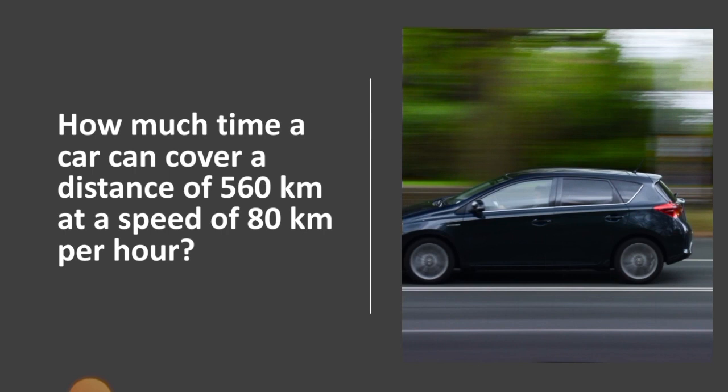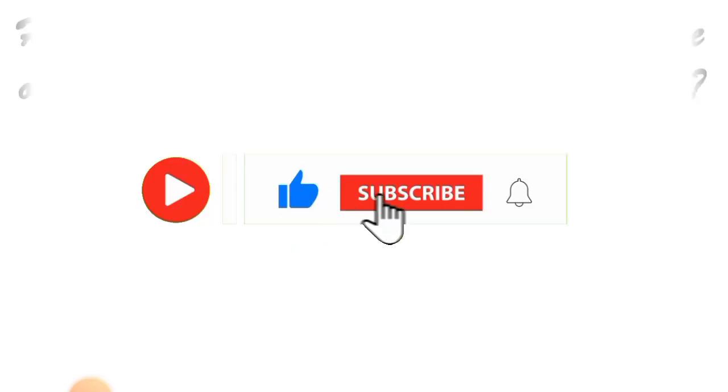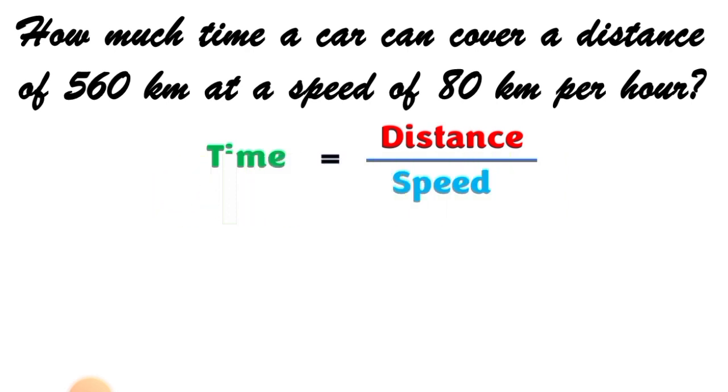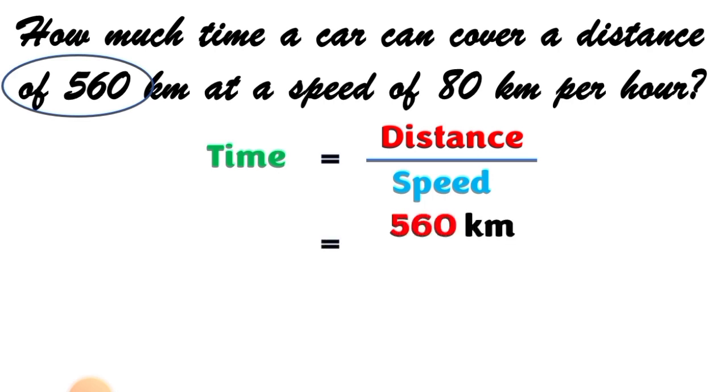Now for our last problem, how much time will a car take to cover a distance of 560 km at a speed of 80 km per hour? We are going to use the same formula for finding the time, and we can easily solve the time by dividing distance by speed. Now, looking at the problem, the distance that the car will travel is 560 km divided by the speed, and the speed of the car is 80 km per hour.